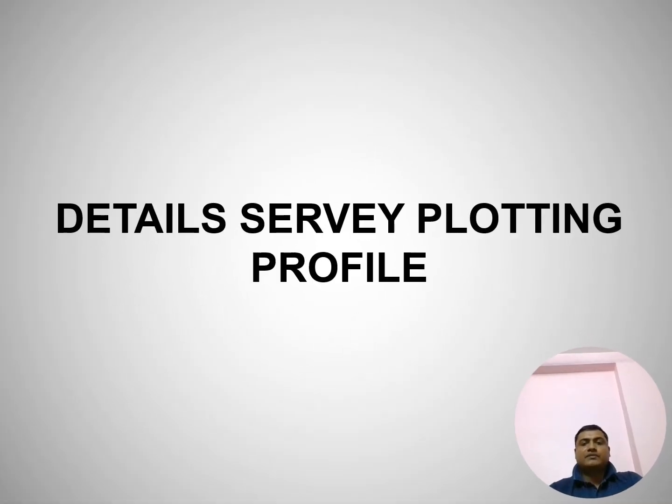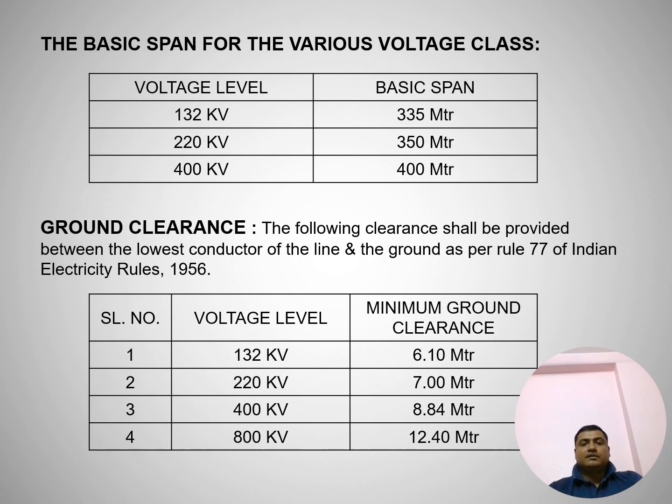Now I'm going to detailed survey and plotting profile. For different voltage levels, span is different. I am giving some examples. For 132 kV, span required is 335 meter. For 220 kV, standard span length is 350 meter. For 400 kV, standard span is 400 meters. That is maximum standard length. Sometimes we have to use shorter lengths than this, depending upon the route and all these things.